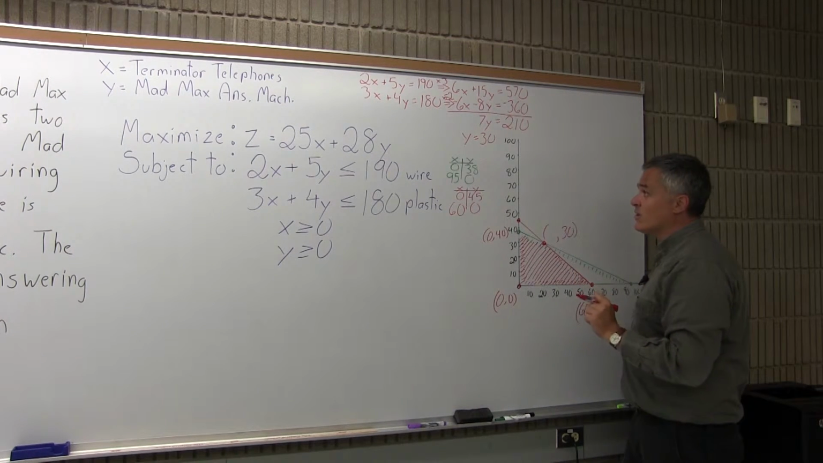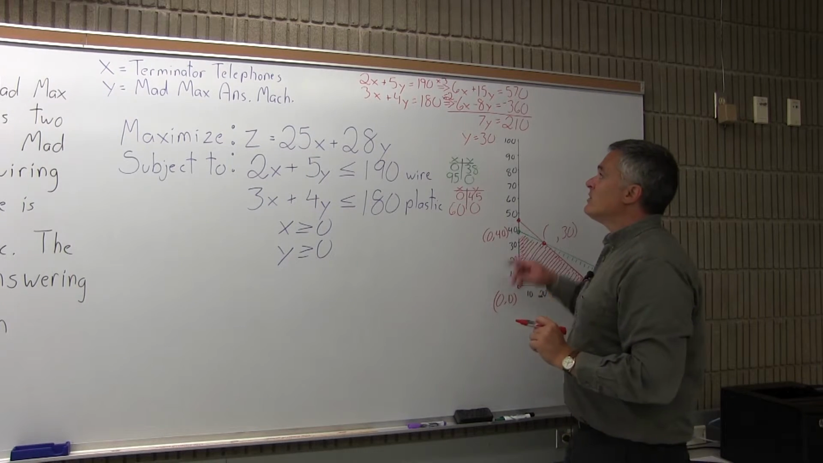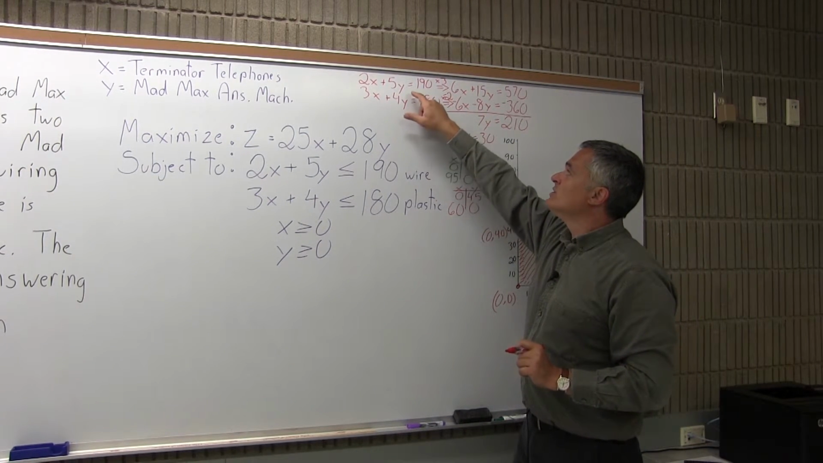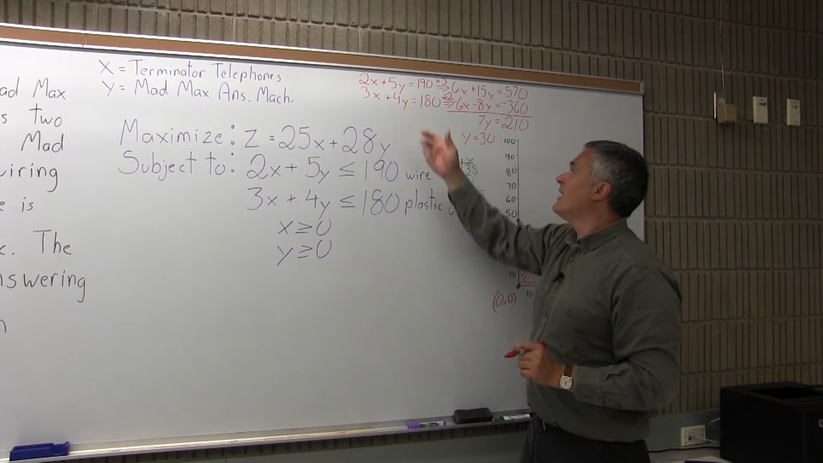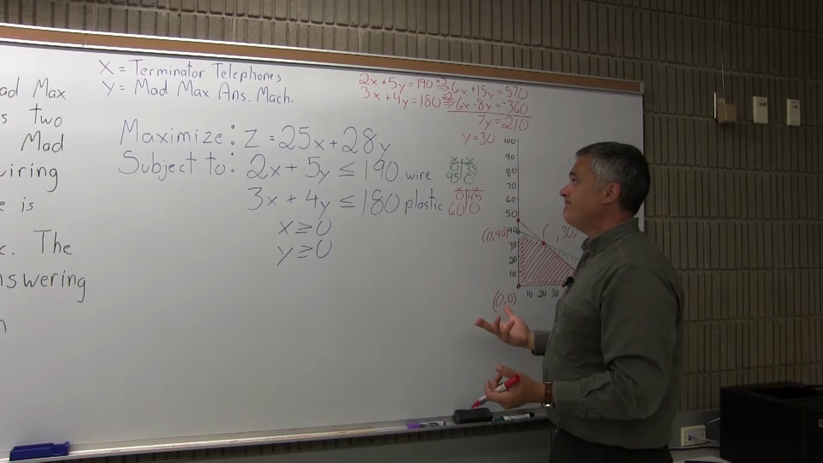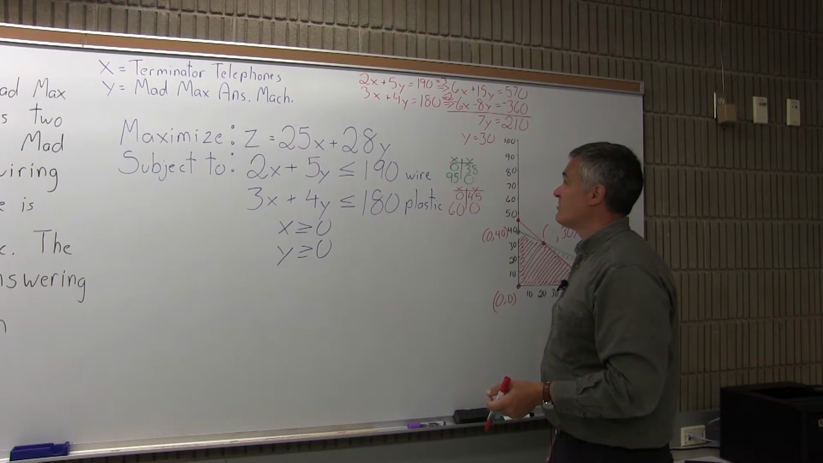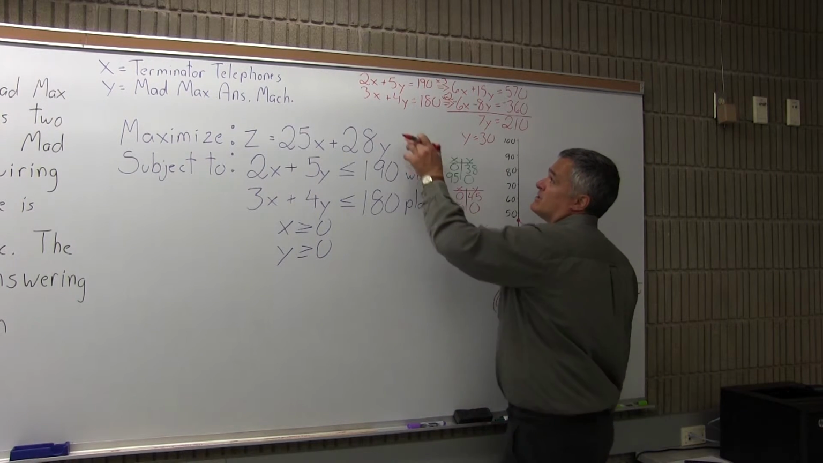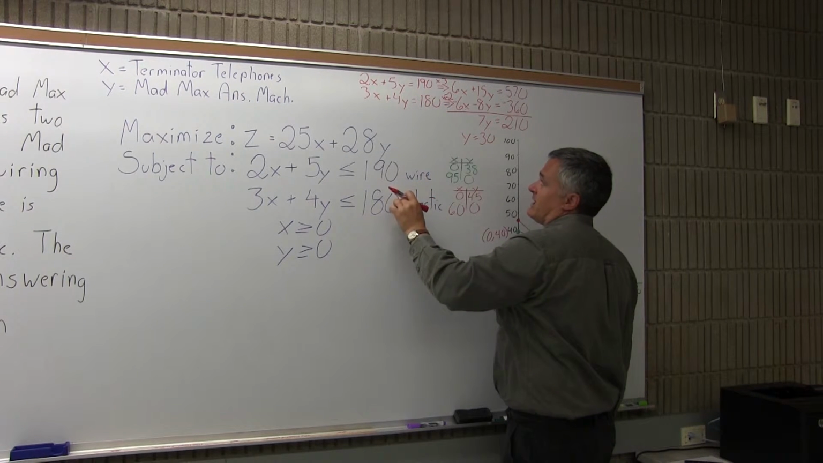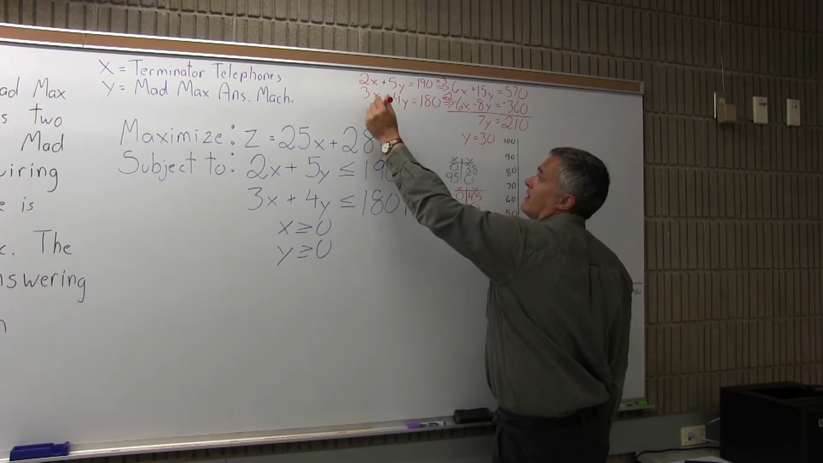Now, what about the x coordinate? Take my y equals 30, go back to either of the original equations, and find the value of the other one. Doesn't really matter which one you use. It's probably about the same amount of work. Let me just grab the bottom one that has the equals 180 that was originally for the plastic and put in a 30 for y.